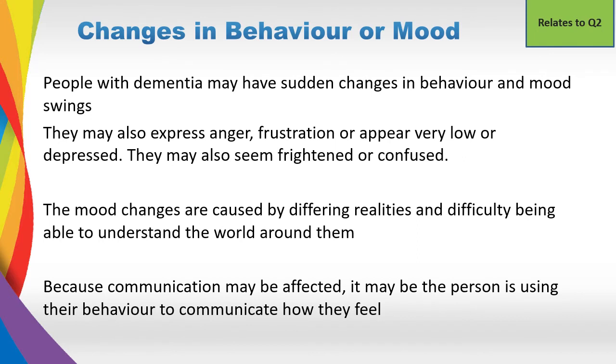Changes in behaviour or mood. So when we think about this, we're thinking about those emotional changes. People with dementia could have sudden changes with their mood. They might be angry, frustrated, or low or depressed. They might be frightened or confused.